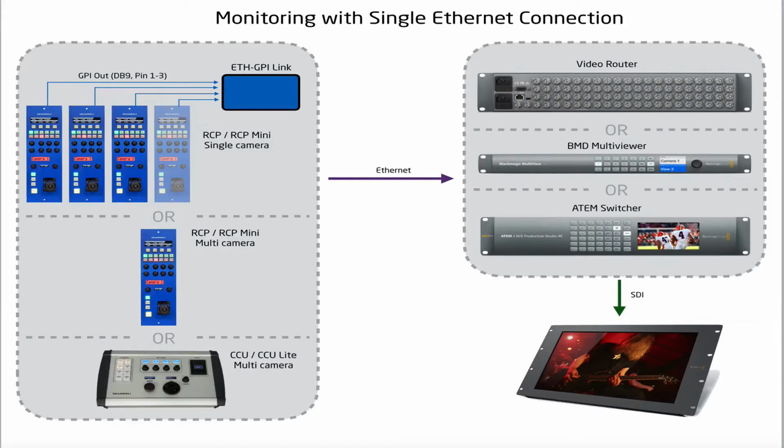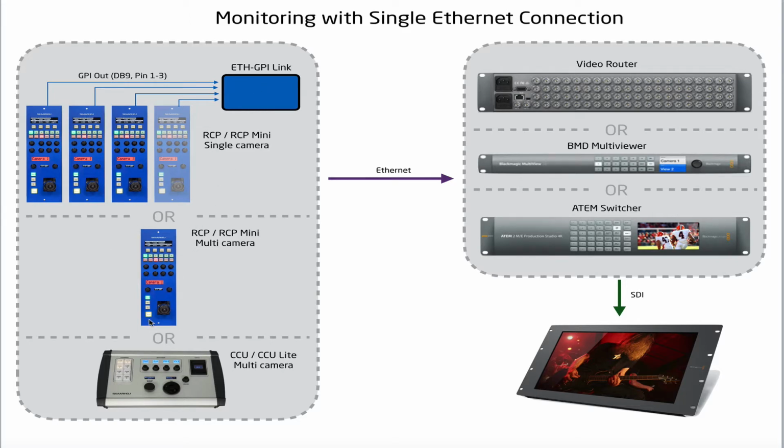In this screencast, we'll take a look at how the ETH-GPI Link product from SKAARHOJ can be used to control a BlackMagic Multiviewer for monitoring for CCU operators. So let's assume we have a number of RCPs connected by their GPI output to an Ethernet-GPI link.